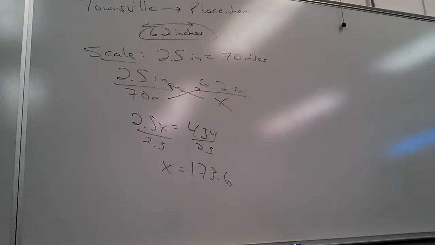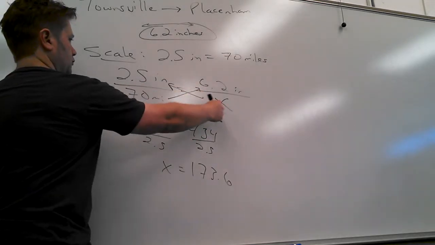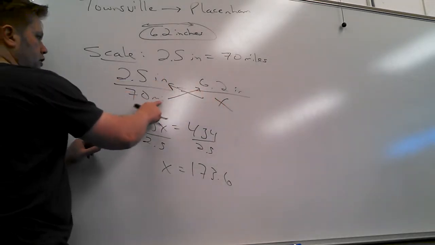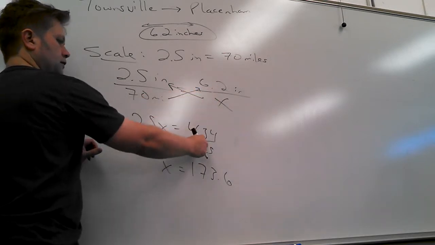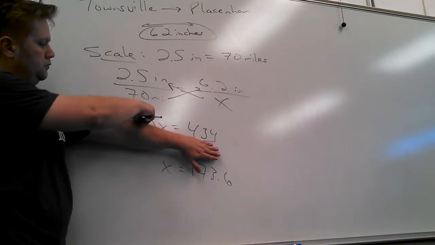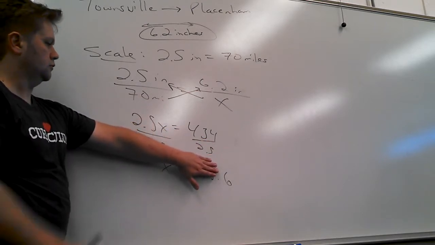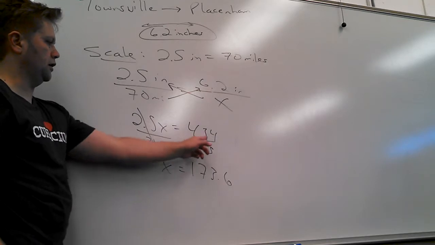And what's the units? You know, I'm going to be a dork and put down the bananas. And 2.5x? Yeah, 2.5x, you cross multiply. Cross multiply 70 times this. Then how do you get x by itself? You divide by 2.5. So here you get x, and here you get 173.6.